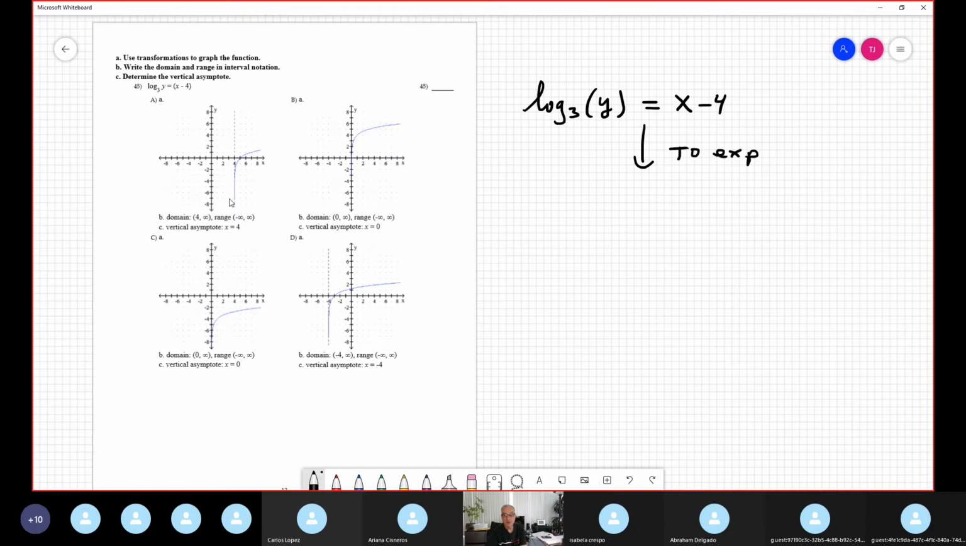And when you transform it, the base is 3, the exponent is x minus 4, and the answer is y. So this is exponential, and exponential looks like that. Okay, this is 3, this is the famous point (0, 1), but no vertical asymptote. Something is weird.